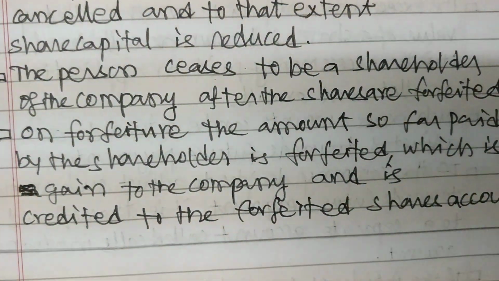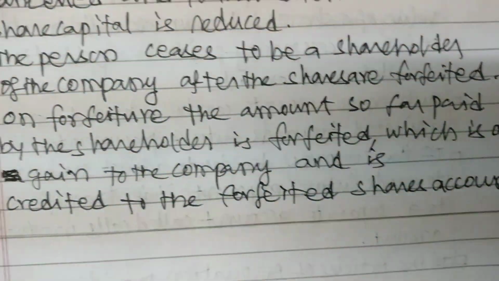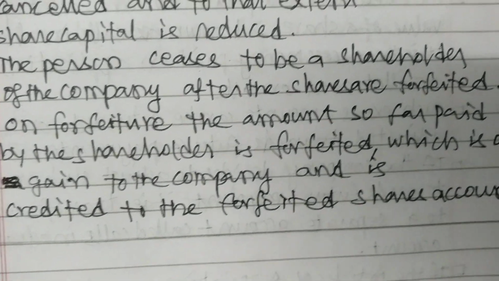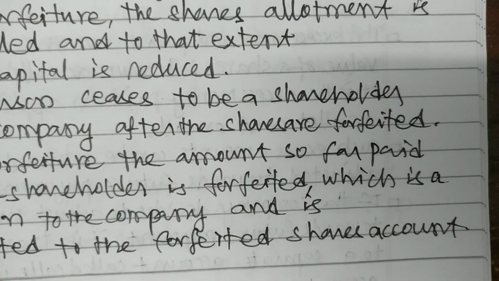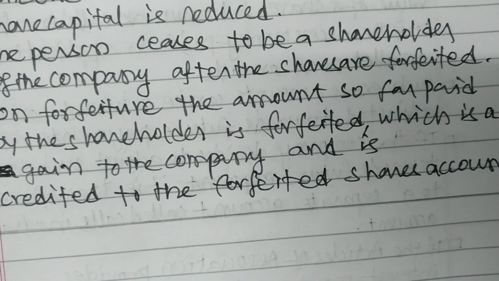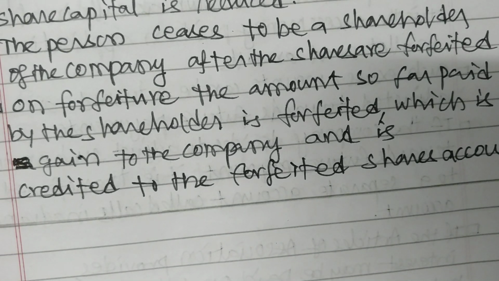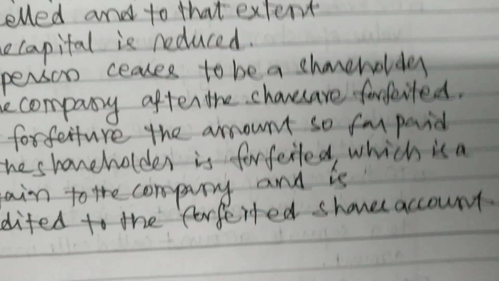On forfeiture, the amount so far paid by the shareholder is forfeited, which is a gain to the company and is credited to the forfeited shares account.